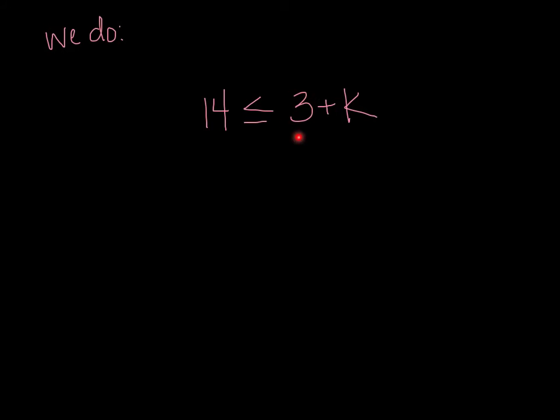How do I undo positive 3? I subtract or do negative 3 to cancel him out. And I have to do that to the other side of the ocean to keep it the way it was. That leaves me with k over here. The sign stays the same. And 14 subtract 3 is 11. So k is bigger than or equal to 11. So it could be 11 or it could be more than 11 because the alligator mouth is going that way.